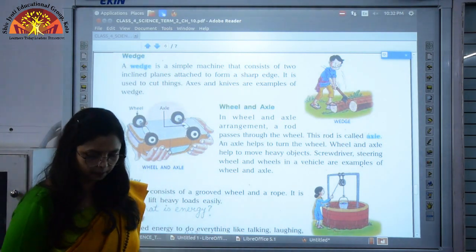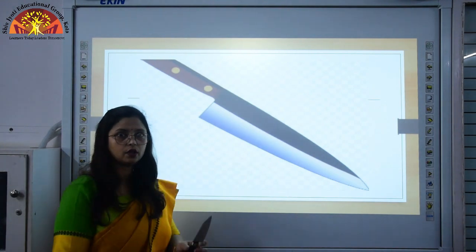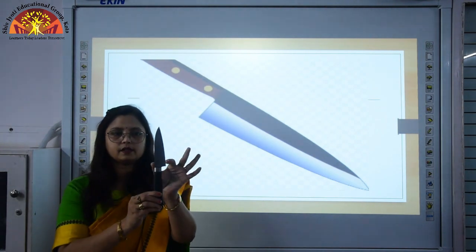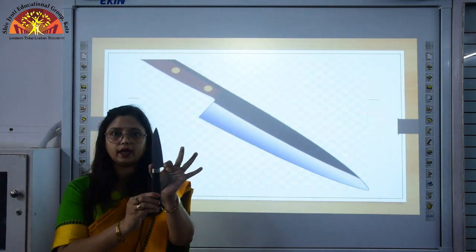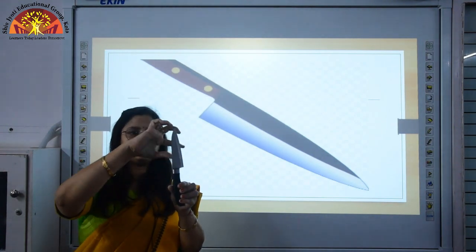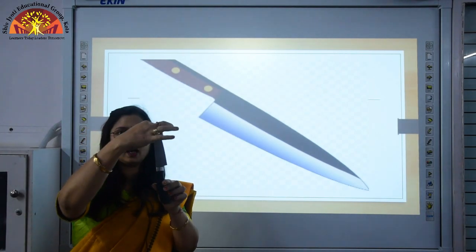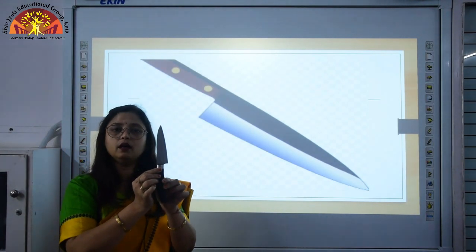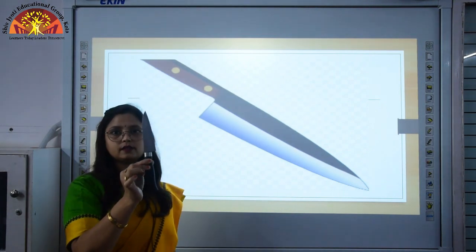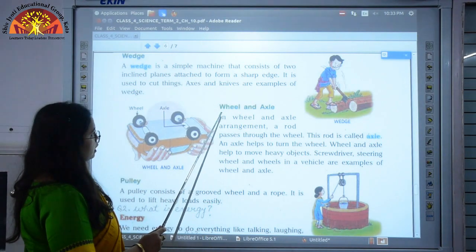Now let us see. So see children, this is an example of a wedge. Now you see this knife, it is an example of a wedge. You can see here two inclined planes which are joined together to form a sharp edge. This sharp edge is used to cut things. So children, this knife is an example of a wedge. Now we come to the next type of simple machine.